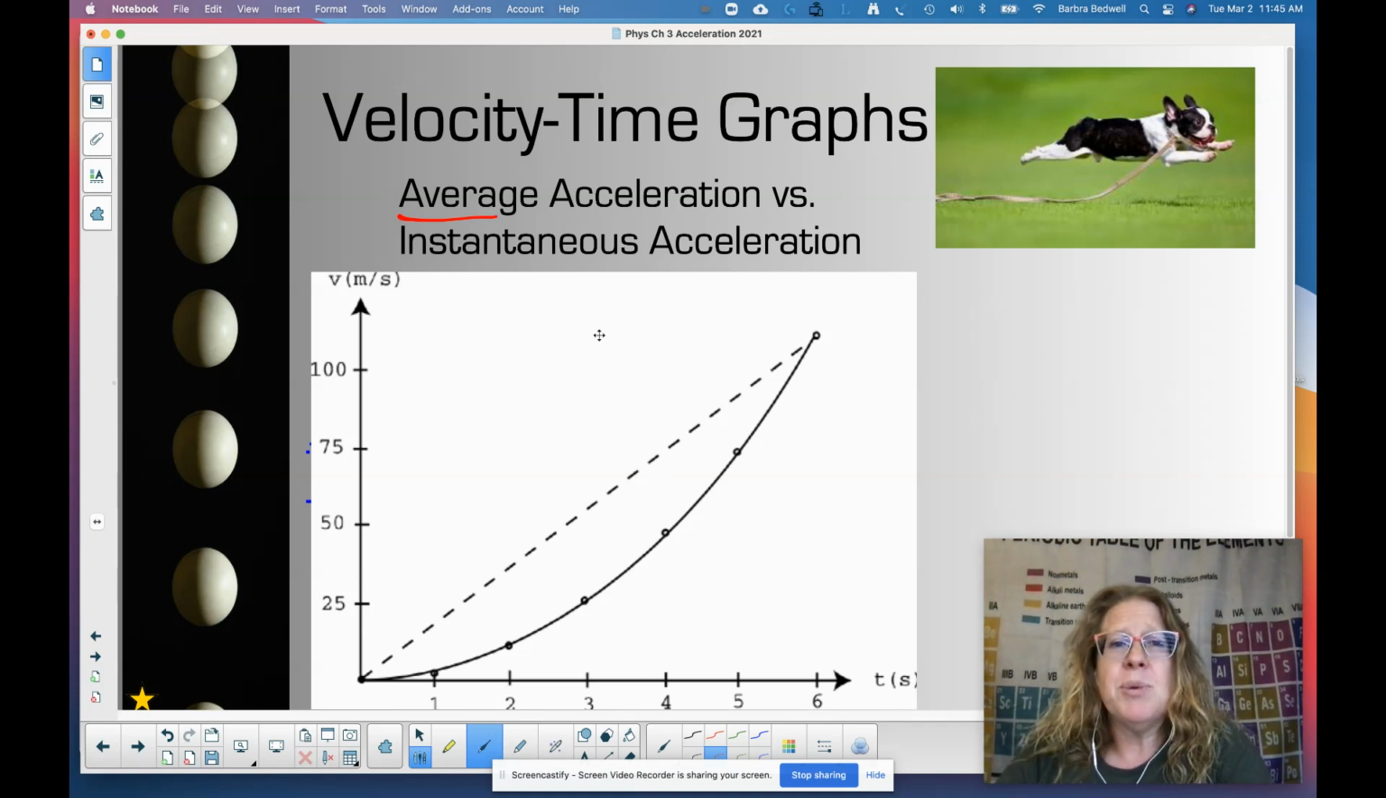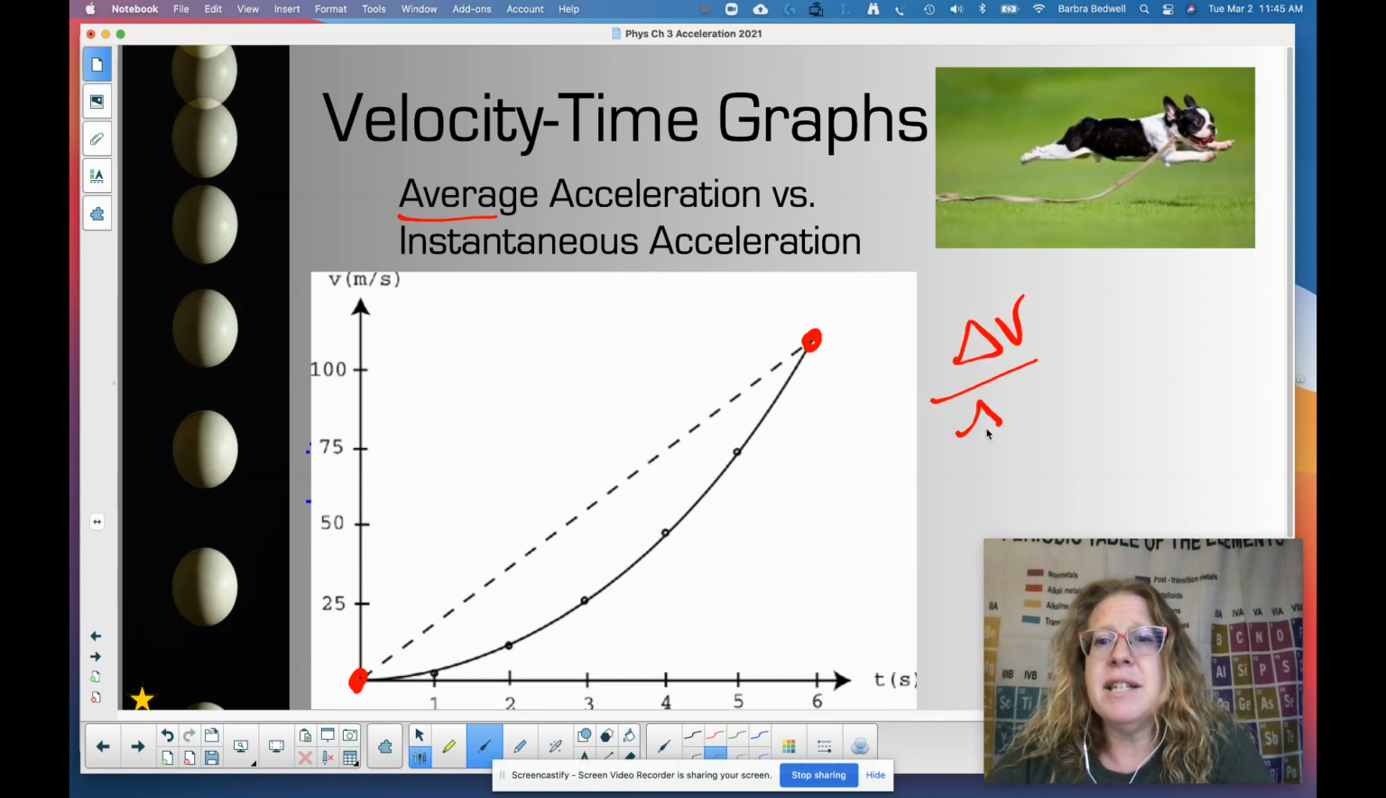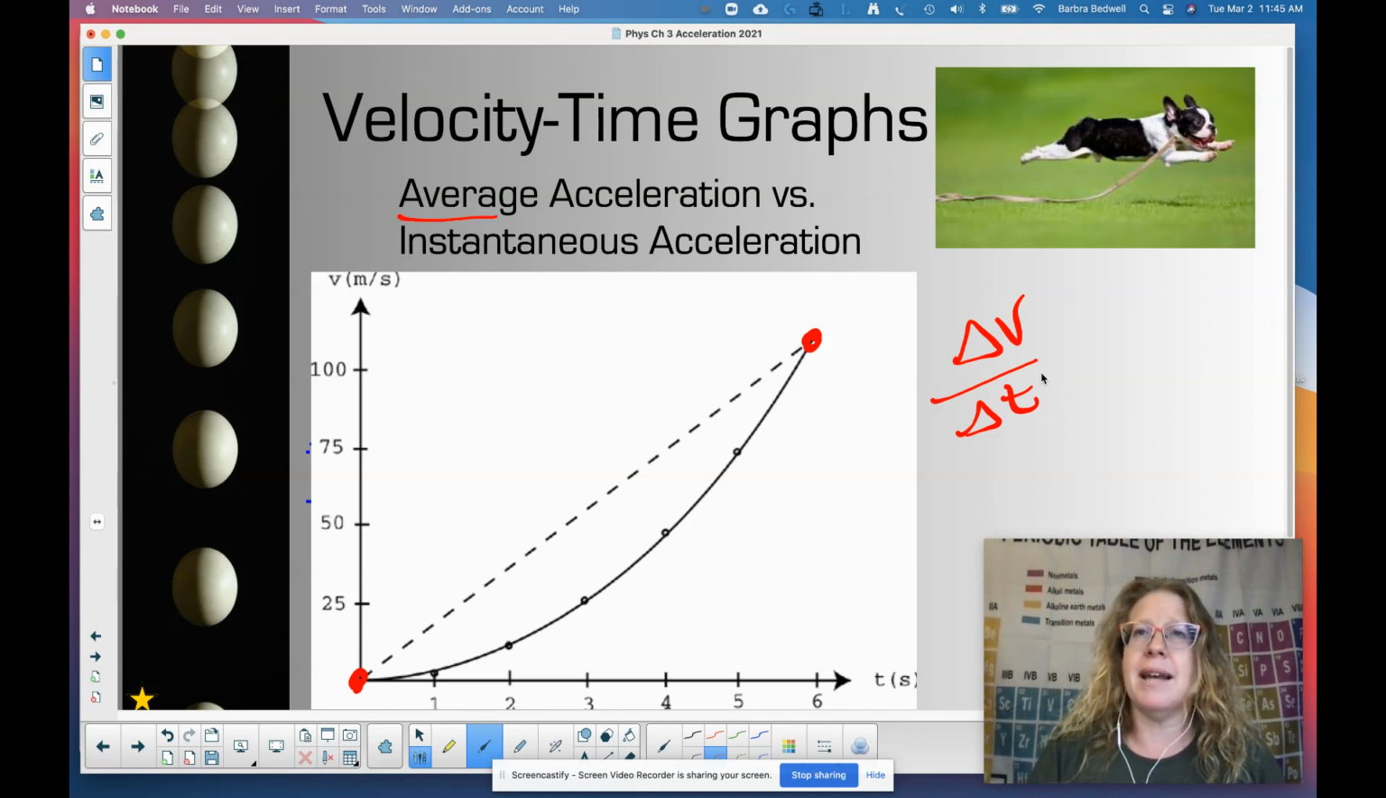Number one is we typically deal with average acceleration. Okay, I started at this speed, I ended at this speed. What was the overall change? And that is delta V over delta T. This is average acceleration, regardless of how it got there.